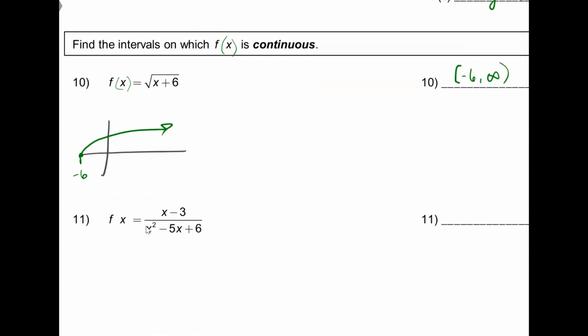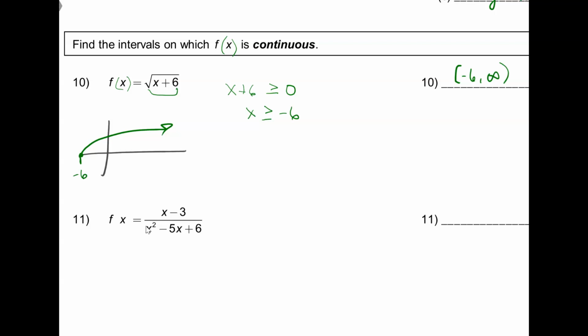Because there's no holes, right? As long as my square root is defined, it'll be continuous. The way to find it is when you have a square root, x plus 6 has to be greater than or equal to 0. So x has to be greater than or equal to negative 6. So continuity is our domain. Okay, cool.